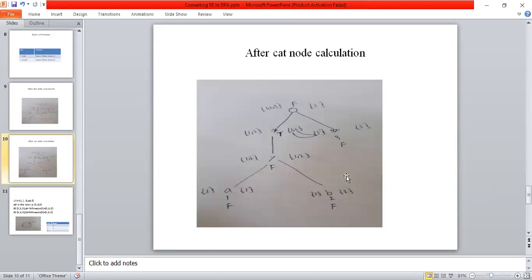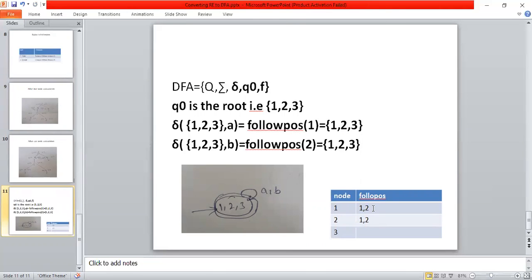And according to the cat node, 1 follows 3 and 2 also follows 3. And this 3 is nothing but a hash node. It doesn't contain any values. Once this table is over, we should draw the DFA.